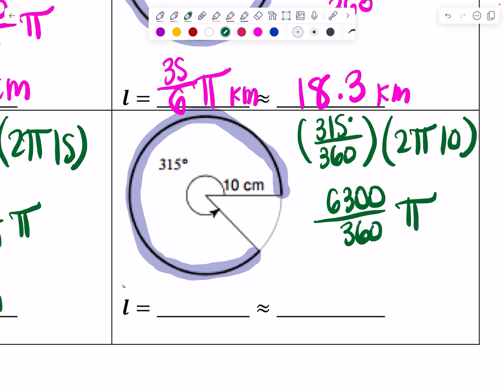So you could do 17.5. If we wanted to write it as a fraction, we would write that as 35 over 2. So either way is fine as long as you know that that's the same. 35 over 2 pi centimeters. You could also write that as 17.5, but they did ask me for the fraction. And so what is that going to approximate to? That rounds to about 55.0 centimeters. It was 54.97. It kept going, so that rounds to about 55 centimeters.